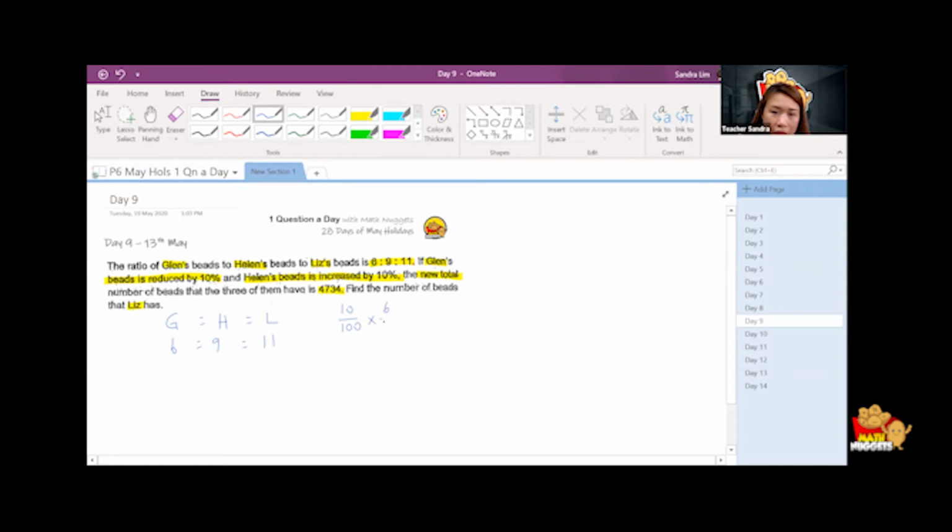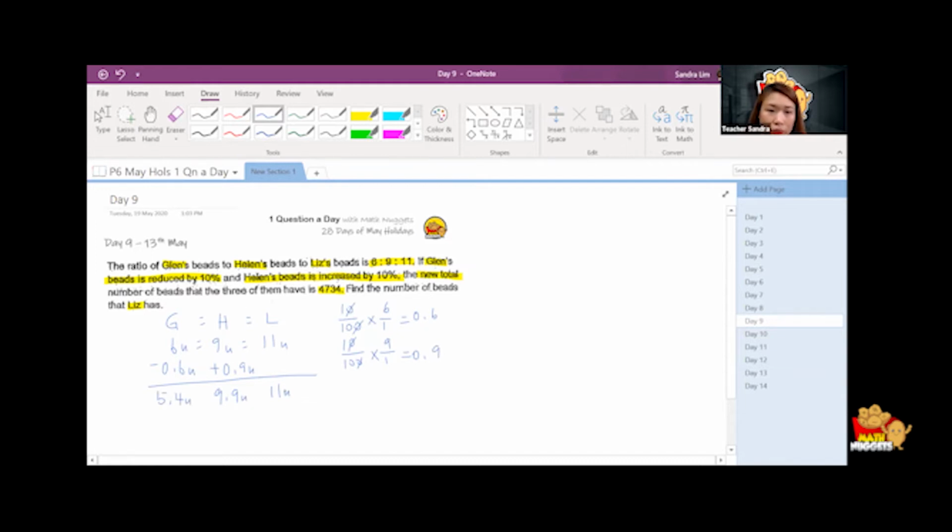10% of Glenn. So that means Glenn's units reduced by 0.6. Then Helen increased by 10%. So again, I need to find out what's 10% of Helen. So that's 0.9. So Helen will be plus 0.9 units. So nothing happened to Liz, right? So no change for Liz. That's 11 units still. So Helen will be 9.9 units in the end. Glenn would be 5.4 units in the end.